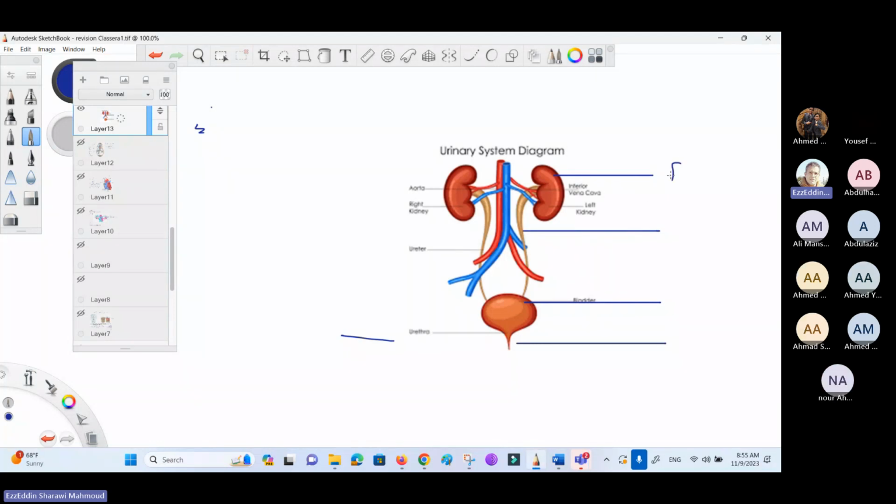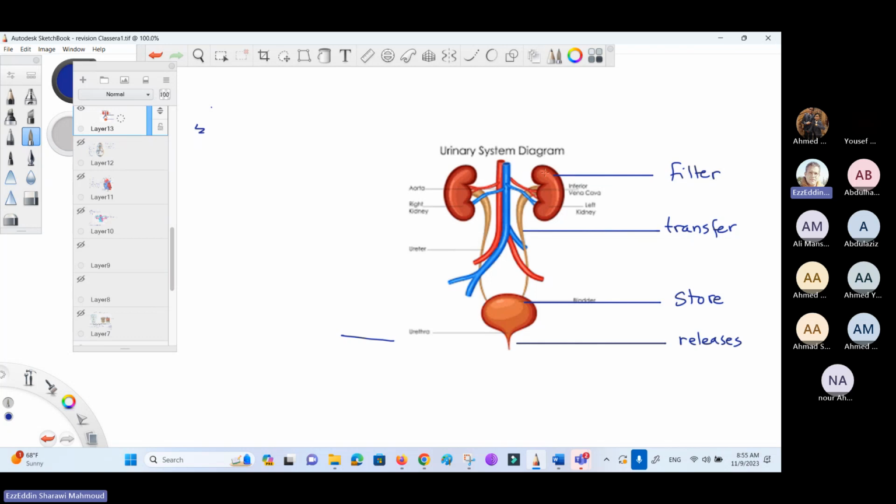Two kidneys, they filter the blood. Two ureters, they only transfer urine from the kidney to the bladder. The bladder just stores urine until the process of urination. And the urethra releases urine outside of the body.